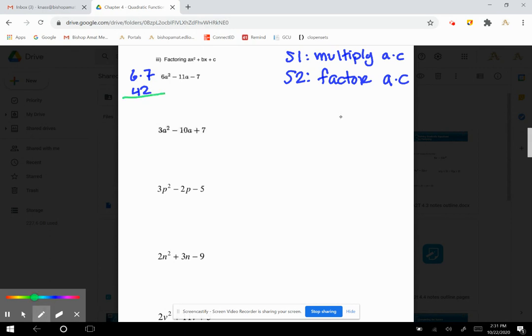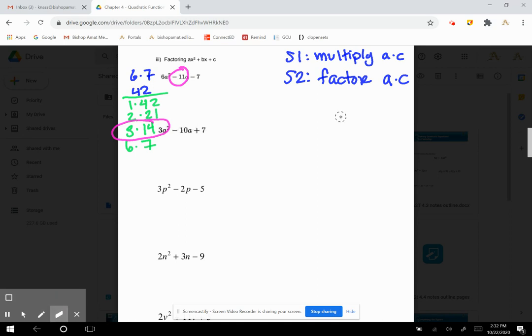So writing out those factors: 1 and 42, 2 and 21, 3 and 14, 4, no, 5, no, 6 and 7. Now, those are all of our factors for 42. You need to look at these factors and see which ones will add or subtract to get you negative 11. If you notice right here, we have 3 and 14. That will get us to 11. 14 minus 3 is 11.